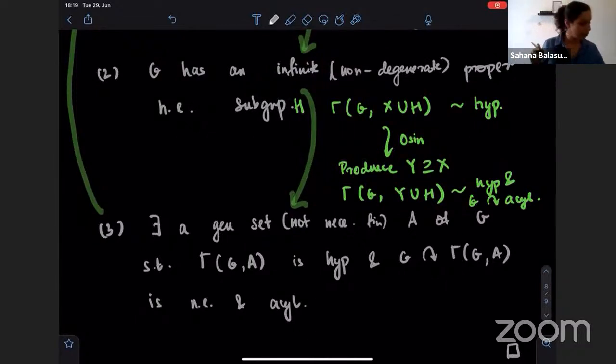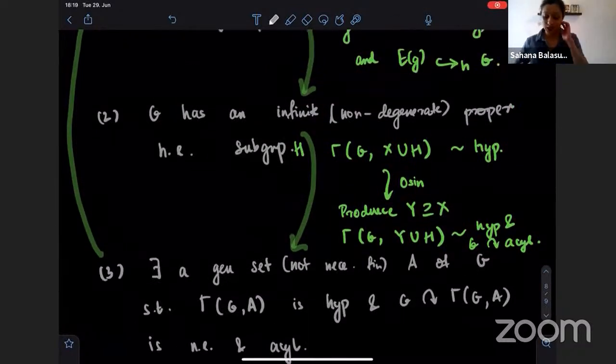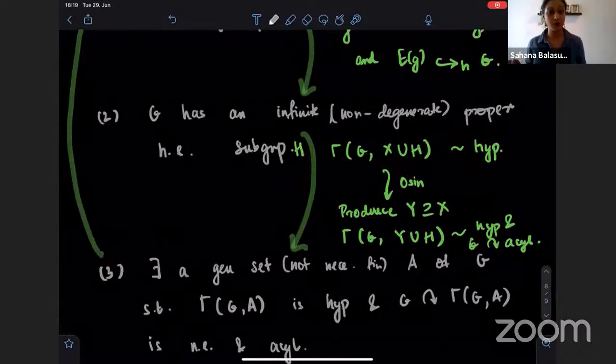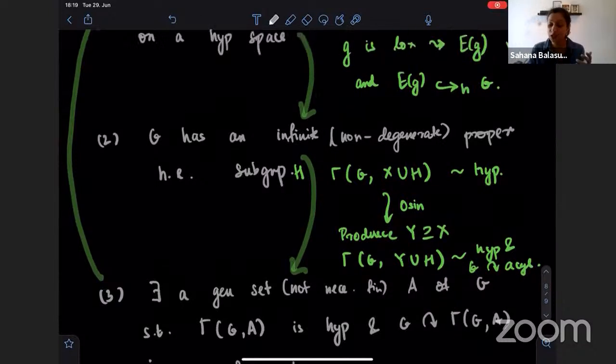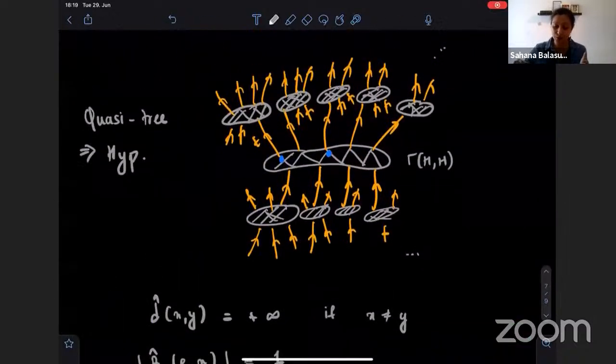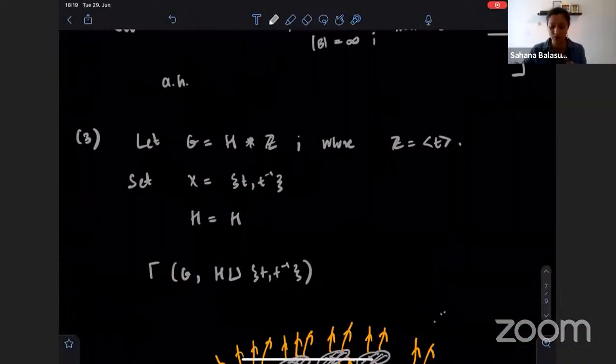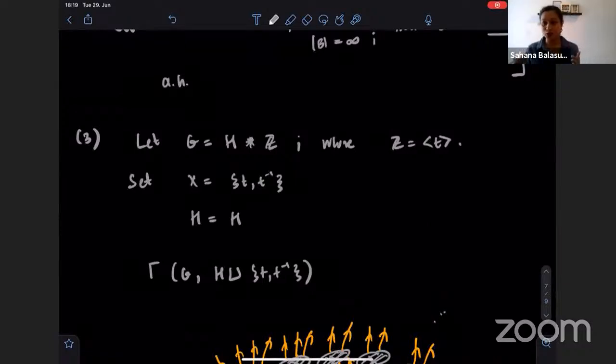But what does this theorem also tell us? It tells us that in view of this second point of this theorem, having an infinite proper hyperbolically embedded subgroup is a marker of acylindrical hyperbolicity. And this last example 3 that I just ran through, it means that there are very easy ways to construct lots and lots of examples of acylindrically hyperbolic groups.